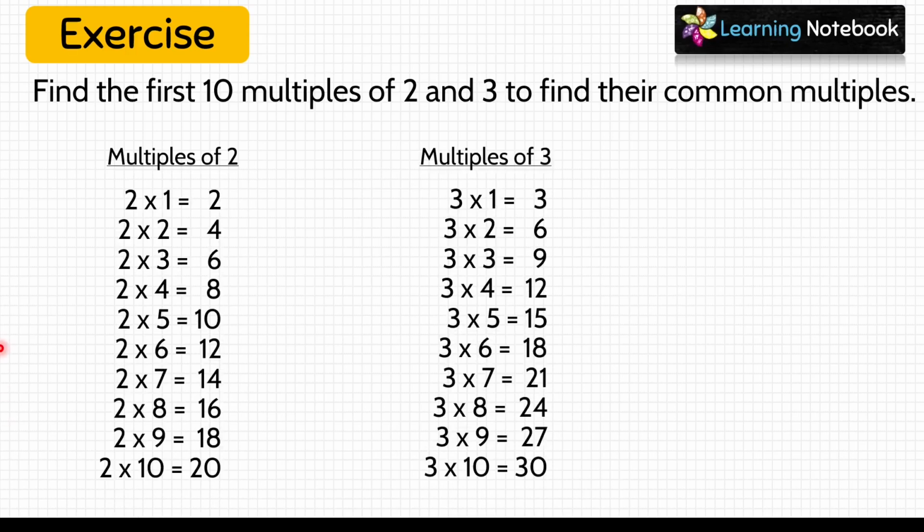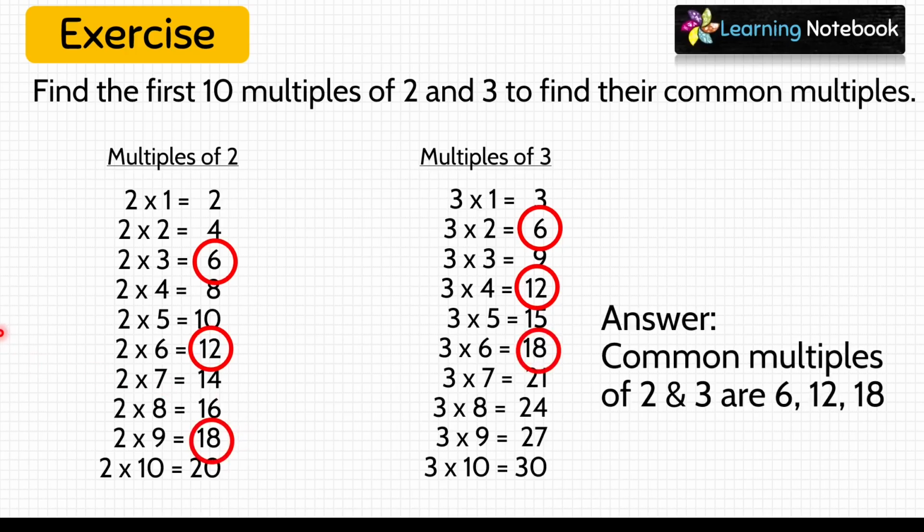So here students, we can see that 6 is the first common multiple of 2 and 3. Then let's check further. Now we can see 12. 12 is another common multiple of 2 and 3. Let's check further. We can see 18. 18 is also a common multiple of 2 and 3. So let's write the answer. Common multiples of 2 and 3 are 6, 12 and 18.